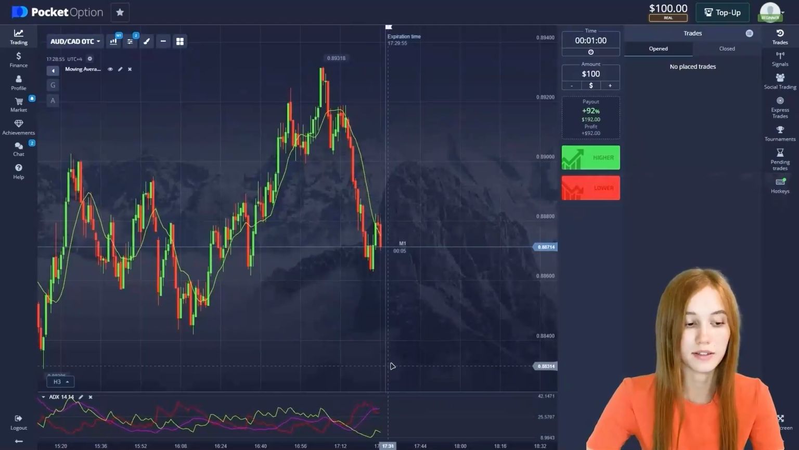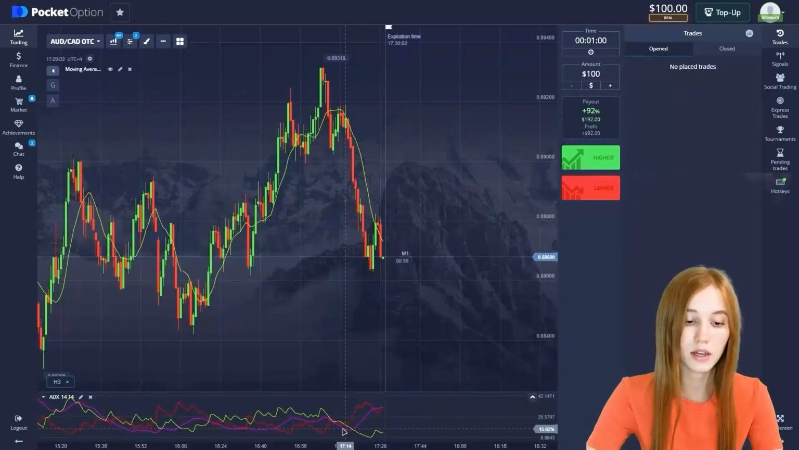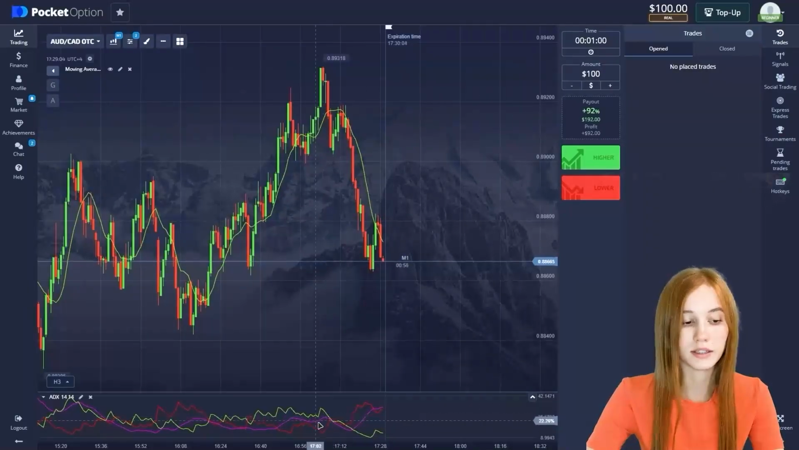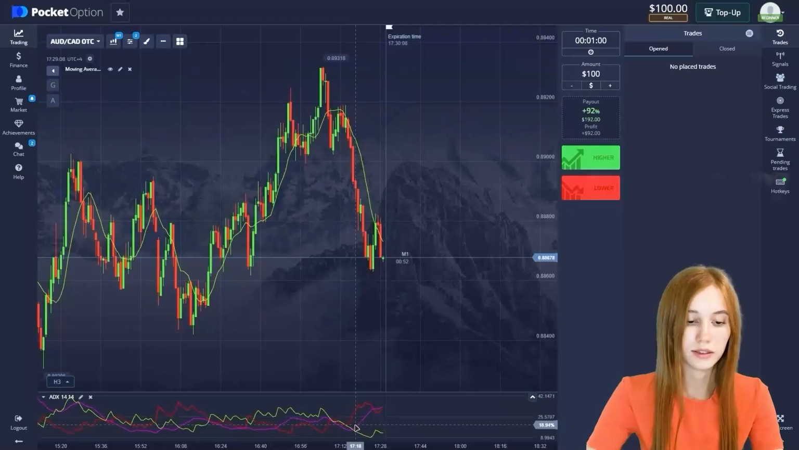We see that the strength of the trend has increased. Before that, it was in average values. Then it dropped a little and then a sharp drop occurred. The trend rose sharply and now there are also sharp adjustments.